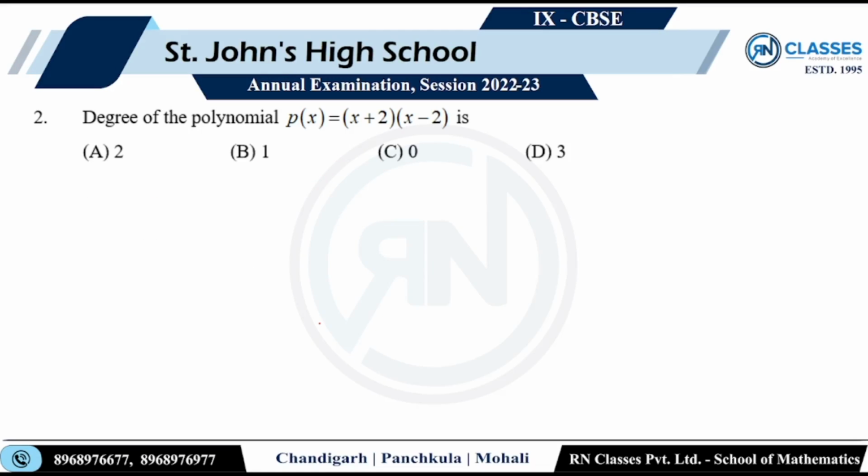Degree of the polynomial. Degree क्या होता है? Highest power in the polynomial. Polynomial p of x, पहले इसको solve कर लेते हैं. x plus 2 into x minus 2, मतलब कि a plus b into a minus b, a square minus b square. So x का square minus 2 square. So this becomes x square minus 4. So degree means highest power. Highest power कौन सी मिली? 2. A part.